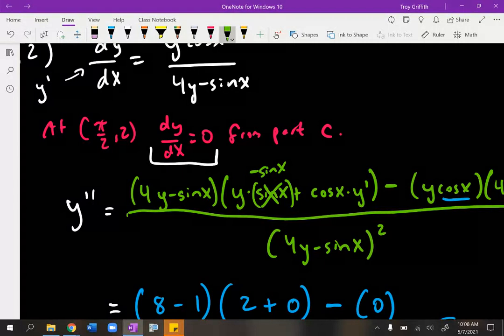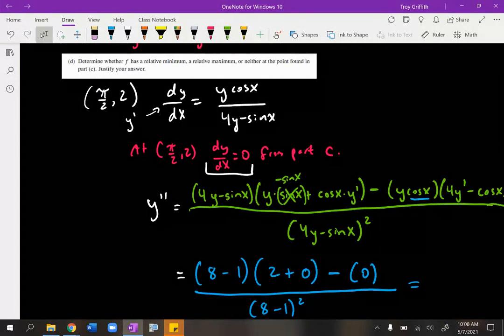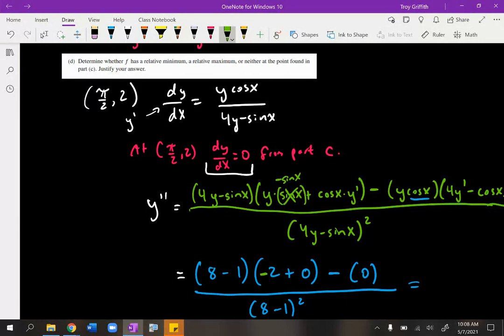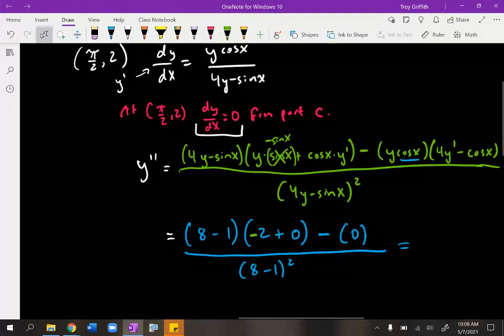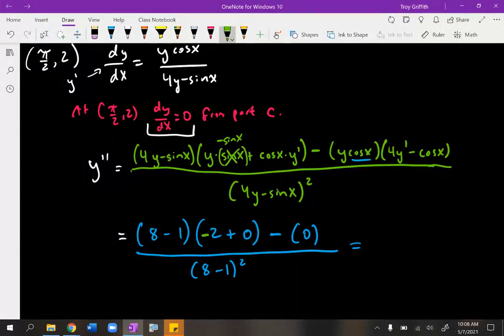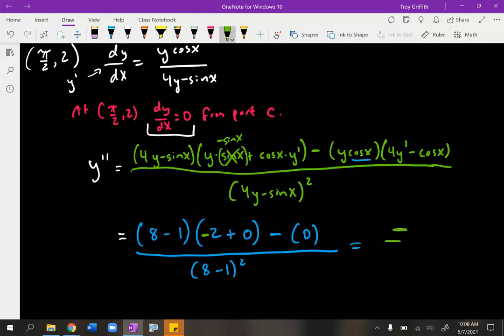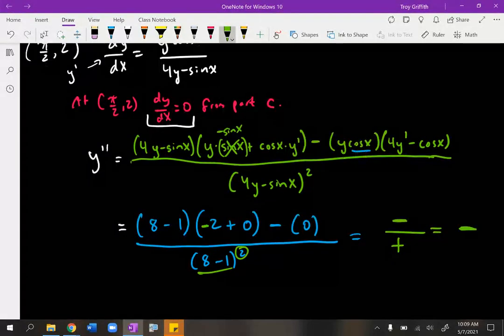So let me back up, because that actually is important right here. Now this is actually a negative 2 plus 0. So let's think about what we would have. 7 times negative 2 would give me a negative number on top, and I could calculate the bottom if I want to, but I'm taking something and squaring it. So I know that this has to be positive, which means when I'm done, the second derivative is negative.